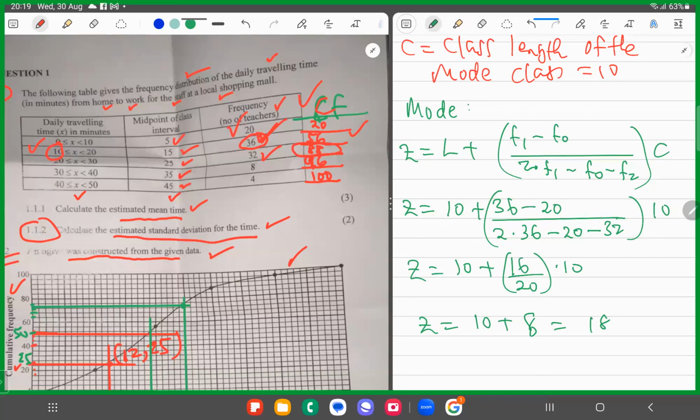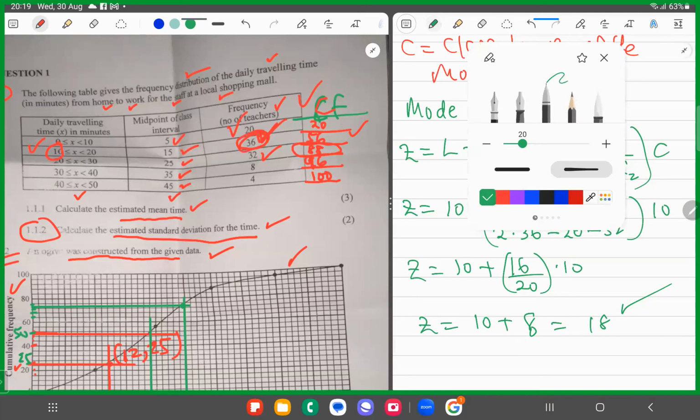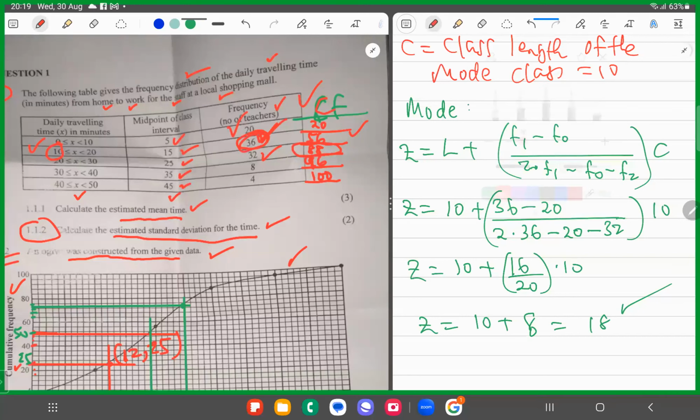Right, so it therefore means that the mode is 18 and it occurs in the class that has the highest frequency. So the mode is 18. Just note that. The mode is 18.